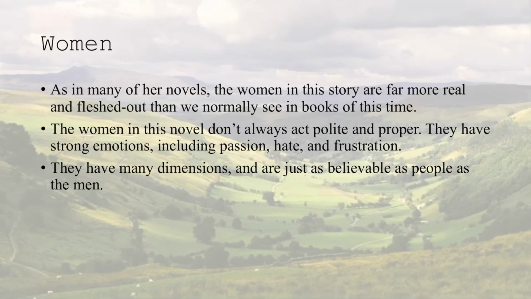Women are another important factor in terms of themes, and as in many of her novels, the women in this story are far more real and fleshed out than we normally see in books of this time. The women in this novel don't always act polite and proper, which is interesting when you consider Jane Austen's novels in comparison to other novels published at the time. They are portrayed instead as having emotions, including passion, hate, and frustration. They have many dimensions and are just as believable as people as the men.